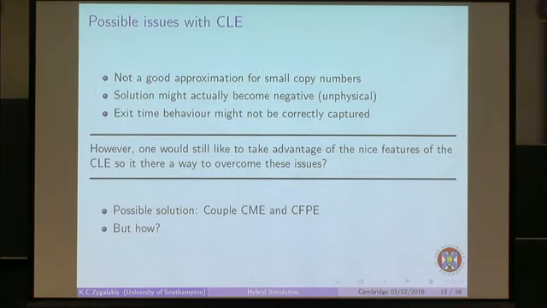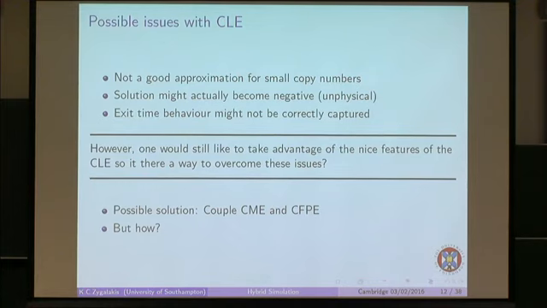Let me just say a few possible issues with the CLE. First of all, we know that it's not a good approximation for small numbers. So in some sense, you don't want to be doing this when the copy numbers are small. Another issue is that solutions might actually become negative. On the level of the chemical master equation, there is no probability of becoming negative. Unless you put some boundary conditions for the chemical Fokker-Planck, or some reflecting type of conditions on the level of the SDE, you might become negative. Another big issue is that exit time behavior might not be correctly captured, and I'll come back to that in the numerics.